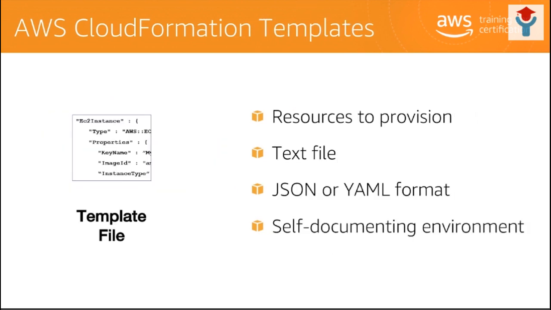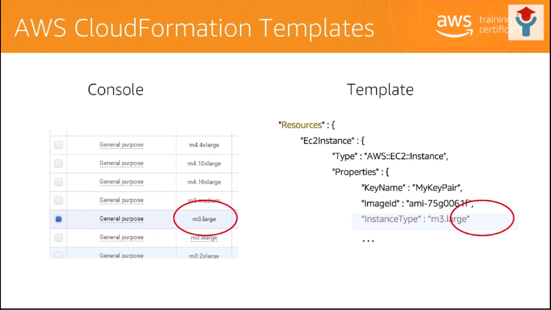Okay, let's take a closer look at templates. Templates describe the resources to provision. These are text files written in JSON or YAML format. As an added benefit, if you provision your environment using templates, then your templates become a form of documentation for your environment. So what's in a template file? Well, it's the same information that you would specify if you built the environment manually through the console. There's no mystery here. The template does use specific formatting constructs, but the resource and property information is the same.